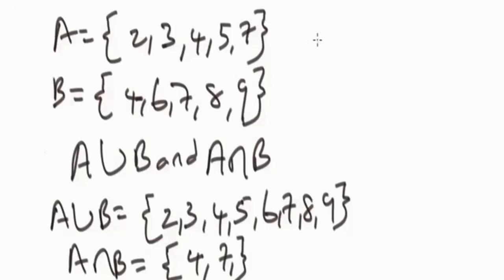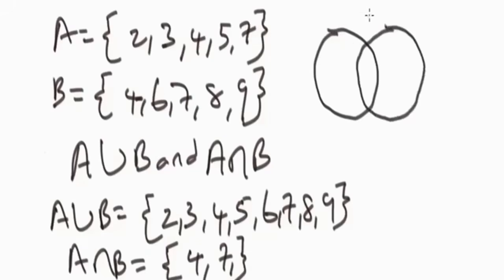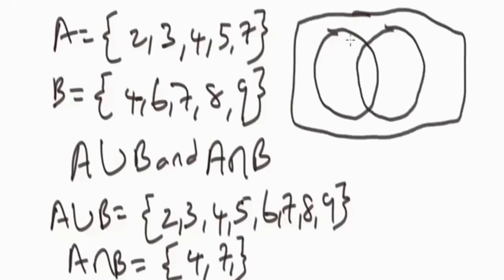To represent this in a Venn diagram, I'm going to have something like this. The middle values, the intersection, are 4 and 7. For set A, we have 2, 3, and 5. Whereas for set B, we have 6, 7 is already here, 8, and 9. So this is how you can solve problems involving union and intersection of sets and represent them in a Venn diagram.